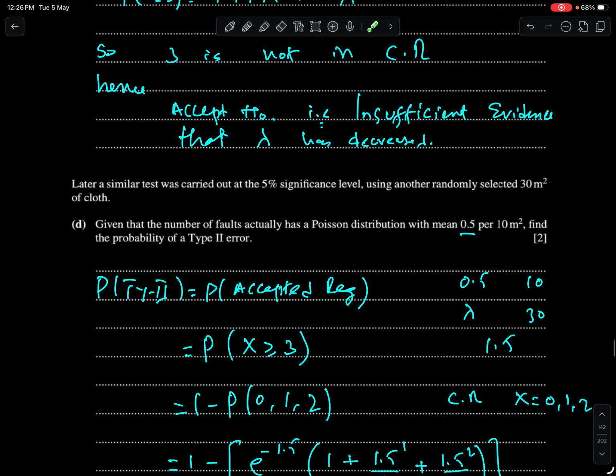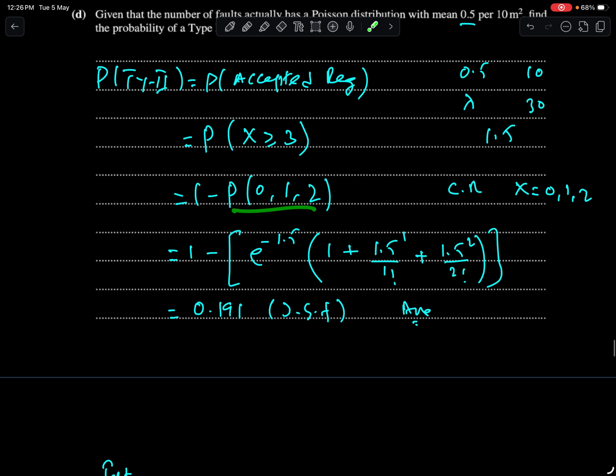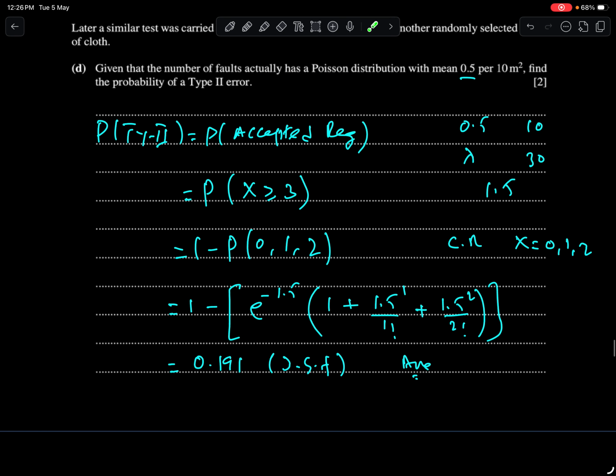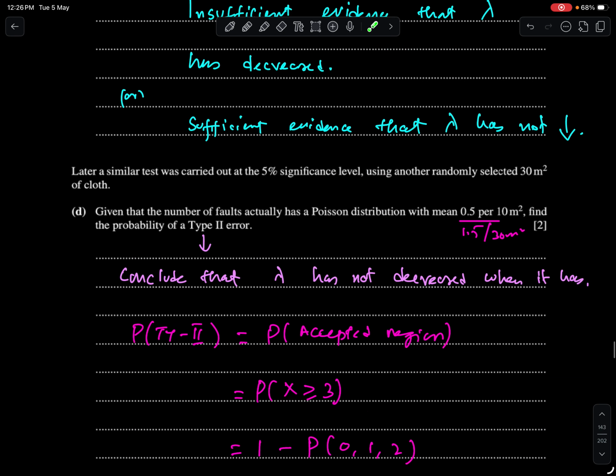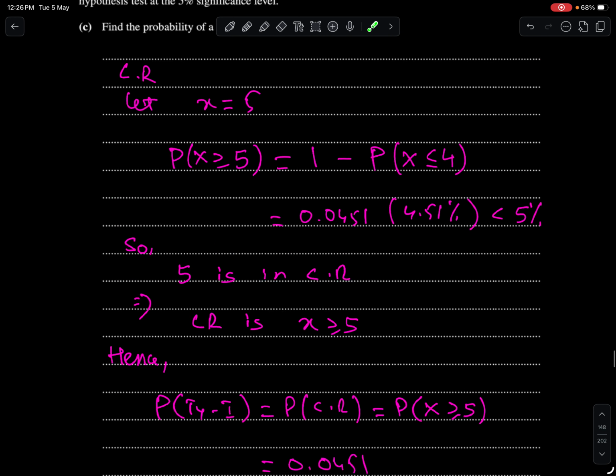Now type 2. 5%, 30 meters square. Now the new value of lambda is this. So get this value for 30 meters square: 1.5. The accepted region is x greater than or equal to 3 because the critical region is x less than or equal to 2. Now find this probability with the help of this value of lambda. Same with binomial distribution. I am leaving binomial.